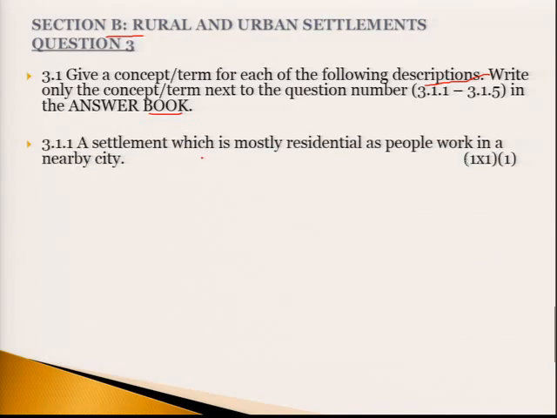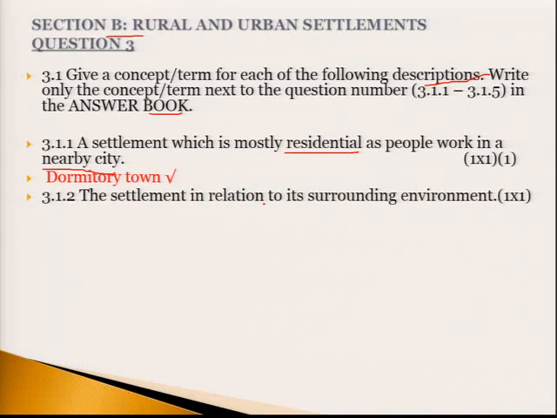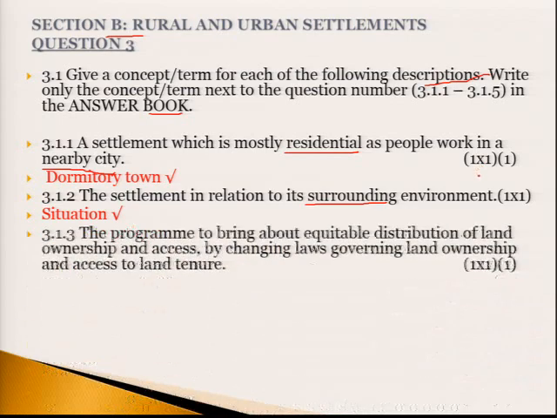3.1.1, a settlement which is mostly residential, as people work in the nearby city. And we call that to be what? Your dormitory town. Second question, the settlement in relation to its what? To its surrounding. That will be your situation. 1 mark each, as the question paper states it to us.